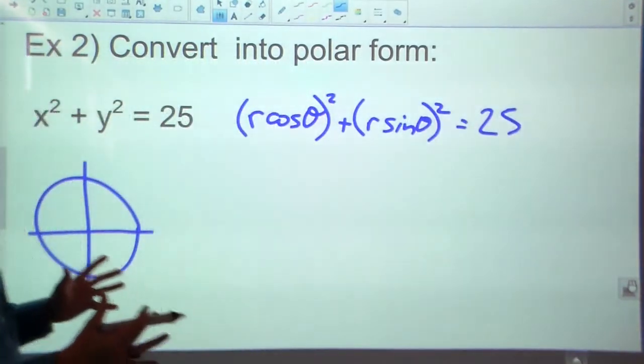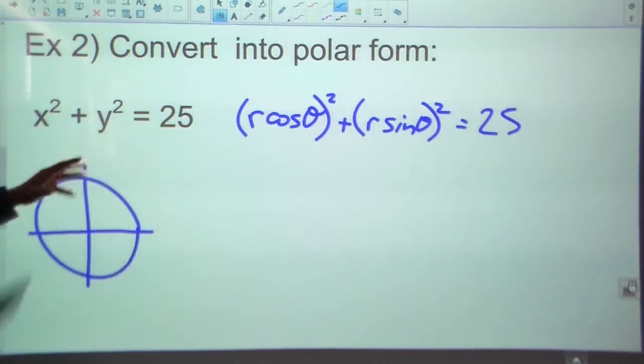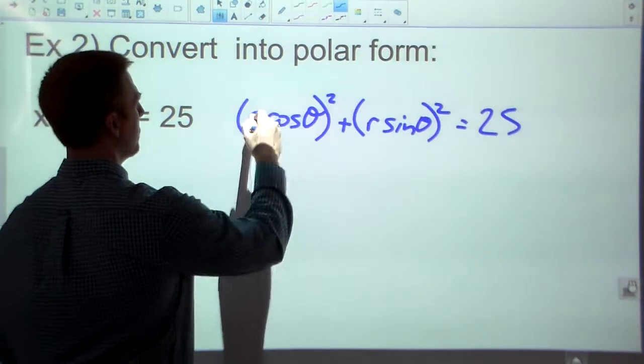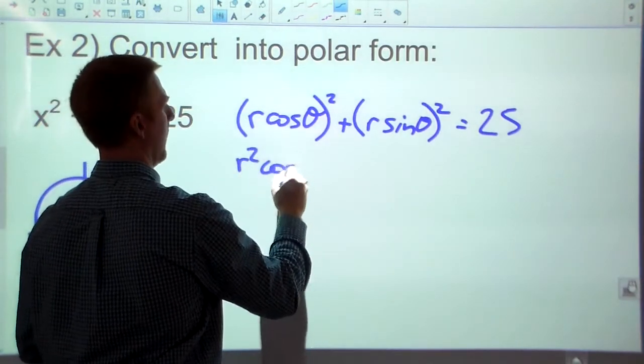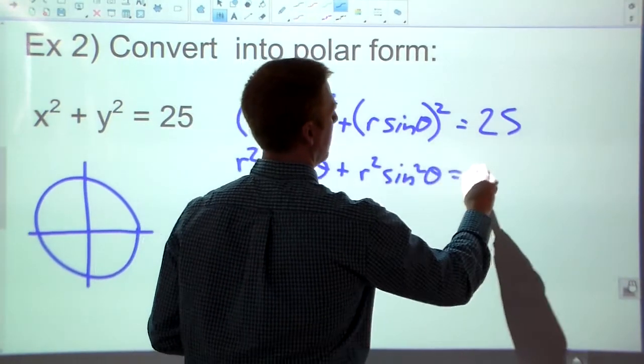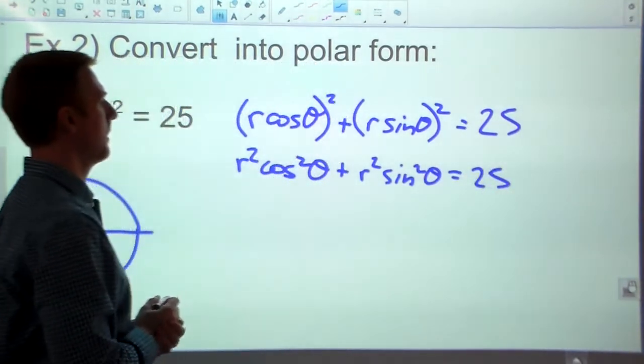I just substituted. I didn't change anything, really. I didn't do anything to both sides of the equation. Just substituted. So that's going to be r squared cosine squared theta plus r squared sine squared theta equals 25.